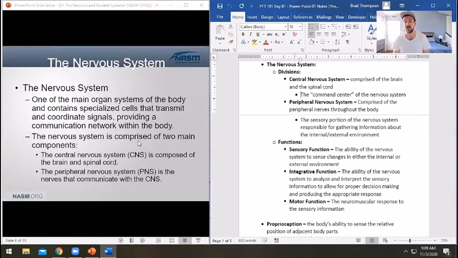So there's two main divisions here. Before we get into all of that, you've got two main divisions of your nervous system, right? You've got the central nervous system, which is your brain and your spinal cord, and you've got the peripheral nervous system, which are all those nerves that we just talked about running throughout the body. The brain and the spinal cord, the central nervous system, that's really the command center of everything. That's really where all of the decision making gets made, right?